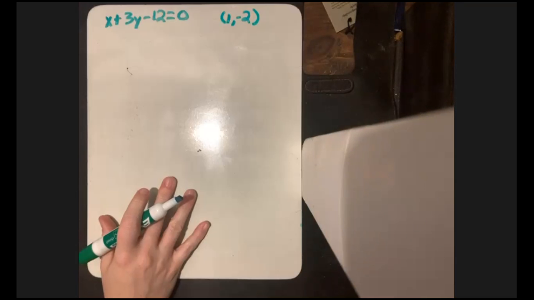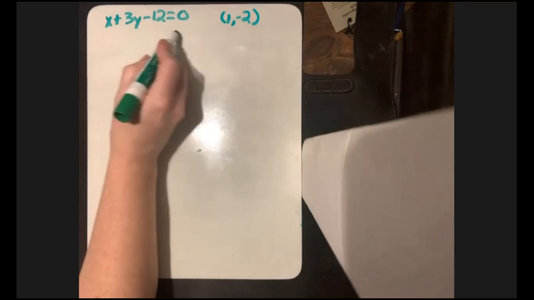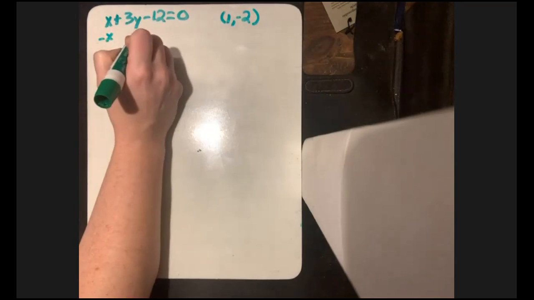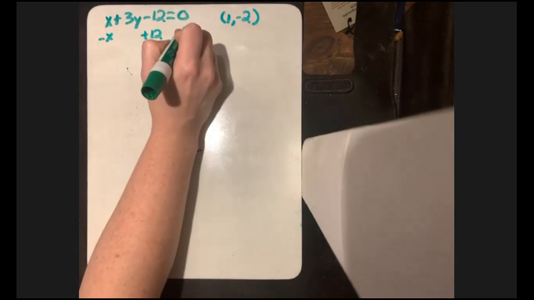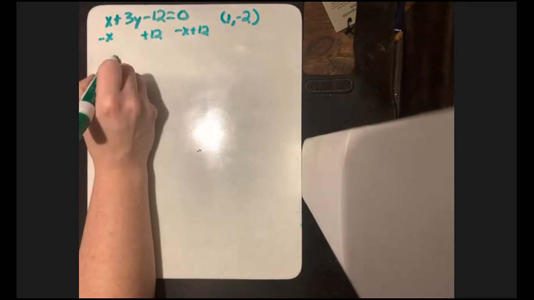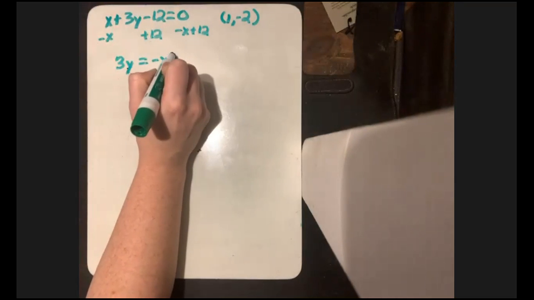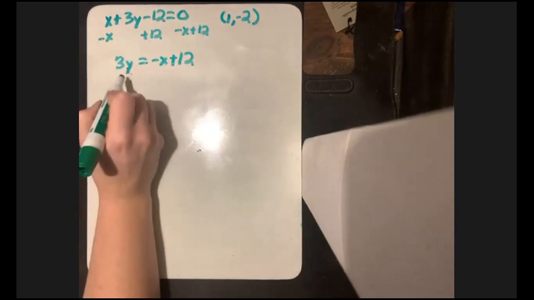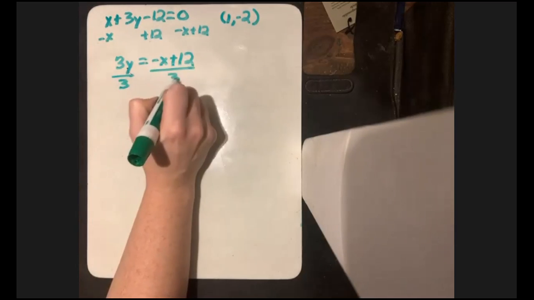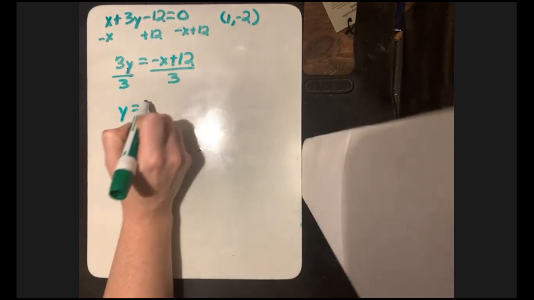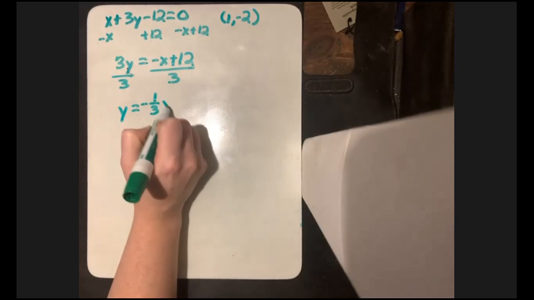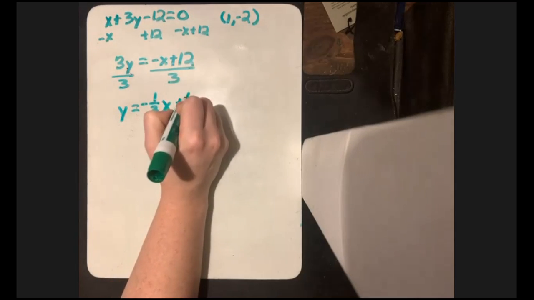Okay, so first thing we're going to do is solve this for y equals. So I'm going to subtract x and add 12. So I've got 3y equals -x plus 12. I'm going to divide by 3. So I've got y equals -1/3 x plus 4.